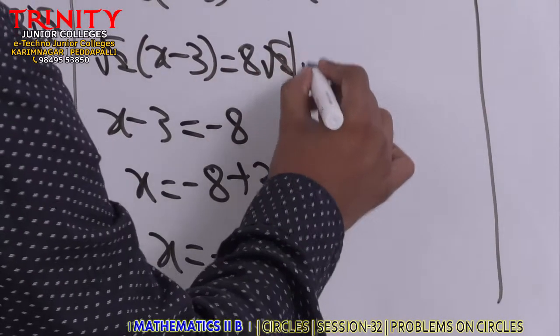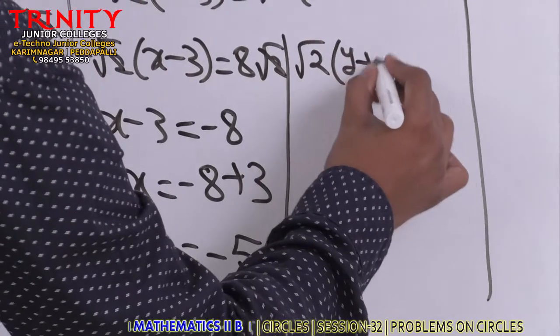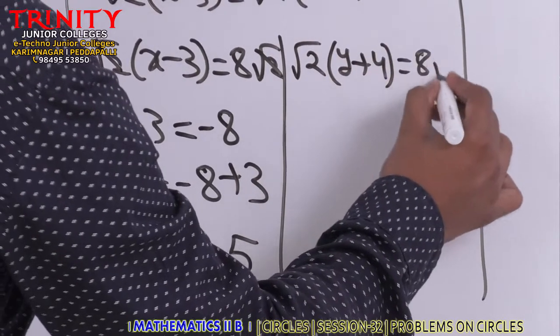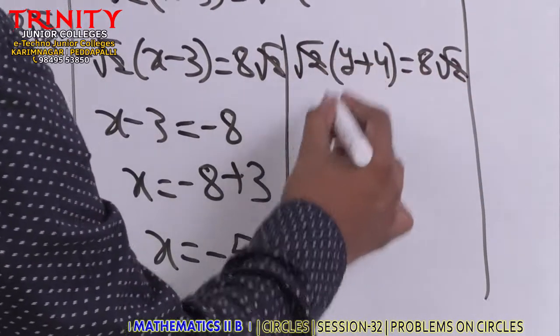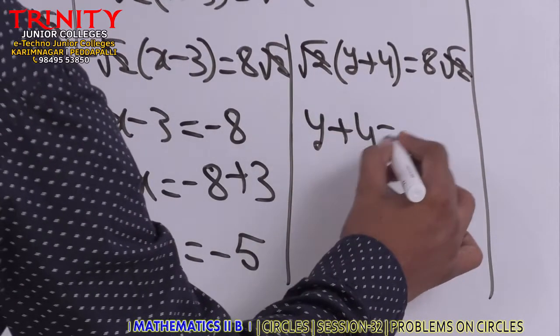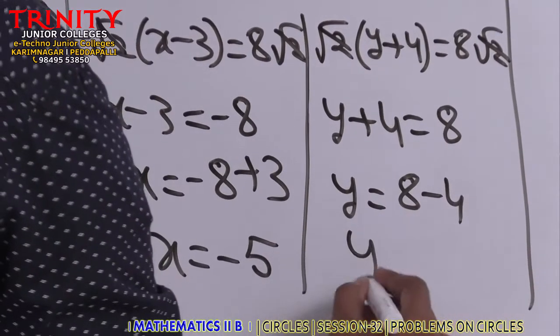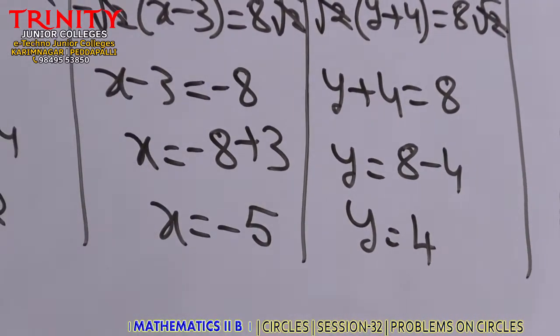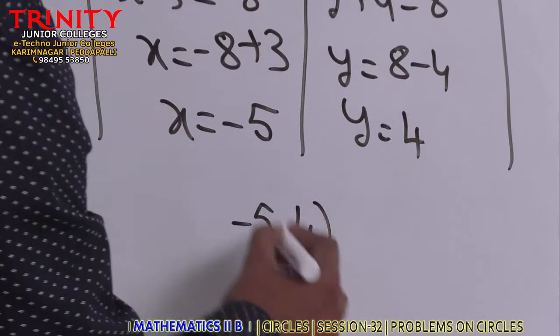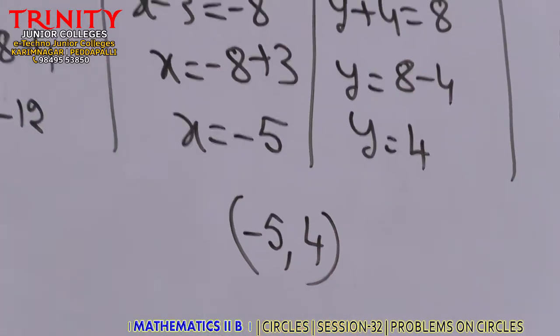Here root 2 into (y + 4) equals 8 root 2. Root 2 cancels. y + 4 equals 8, y equals 8 minus 4, y equals 4. Here the point is (-5, 4).